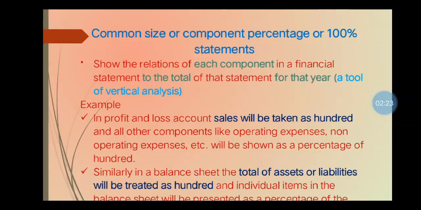In case of a common size balance sheet, the total of the balance sheet, either the total of assets or liabilities, both will be equal. The total of the balance sheet will be taken as 100, will be taken as the base. Each and every asset and liability is individually related to the total of the balance sheet for getting a common size balance sheet. Clear now? So simple.